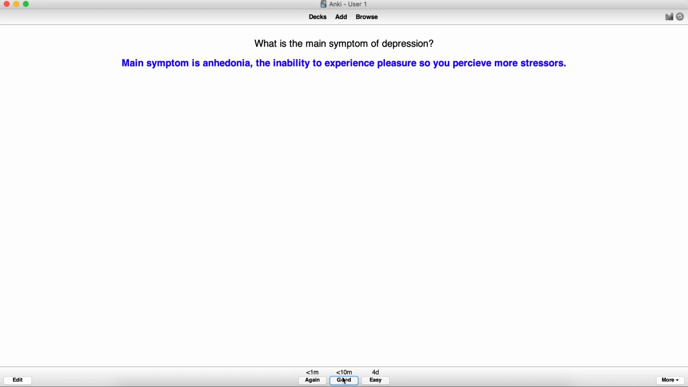The main symptom of depression is anhedonia, the inability to experience pleasure, so you perceive more stress. Anhedonia.